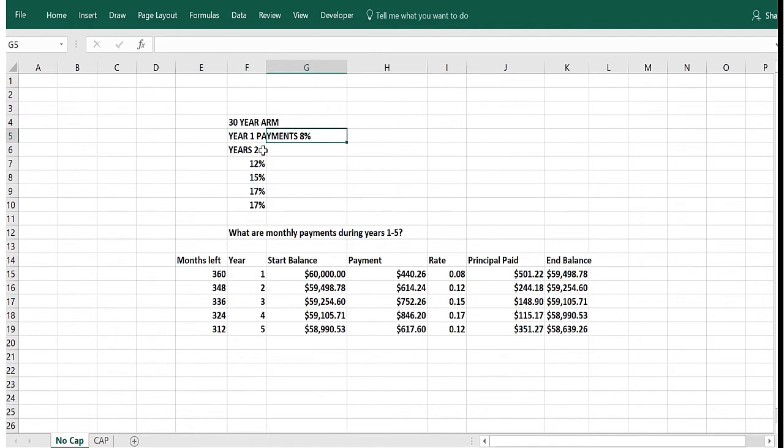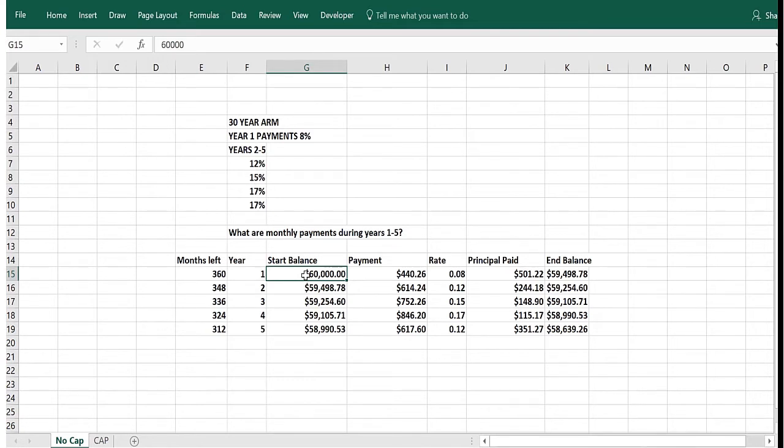And in year one, we know the payments will be at 8%. Years 2 through 5, the payments will be at a rate of 12%, 15%, 17%, and 17%. This is based on what interest rates become. And we have a starting balance. We owe $60,000 on the loan.